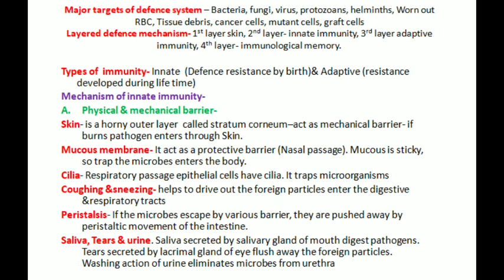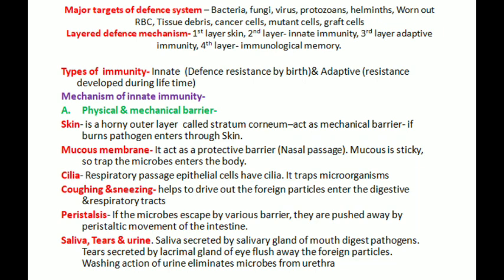The first layer of defense mechanism is carried out by skin. The second layered defense mechanism is performed by innate immunity. The third layered defense mechanism is carried out by adaptive immunity. And the fourth layered defense mechanism is performed by means of immunological memory.